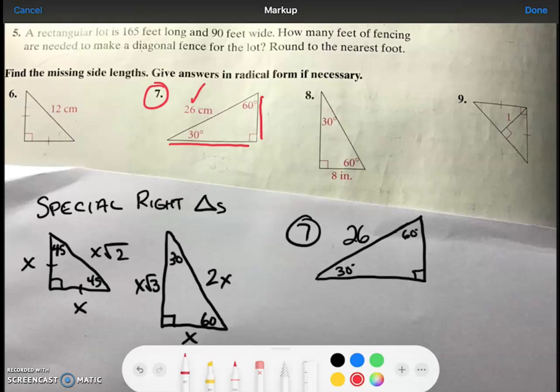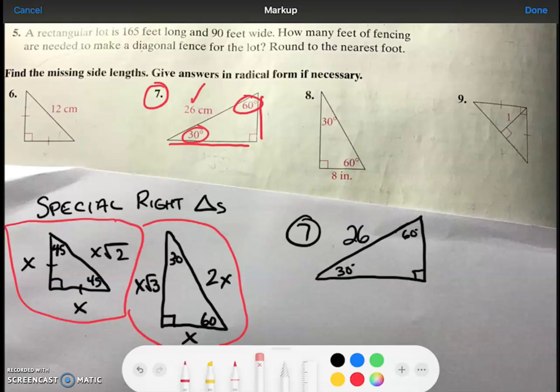And these are going to be special right triangles. It could either be a 45, 45, 90, or a 30, 60, 90, which I have listed below here. This one is the 30, 60, 90 right triangle, and it's imperative that you just know the relationship between the angles and then the side lengths opposite. Because once you know one side length, like the 26, you should be able to figure out the other two based on that one side length.